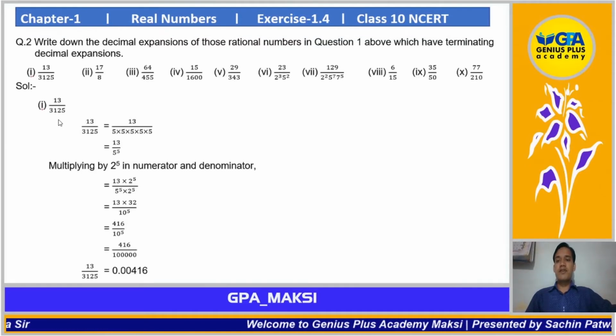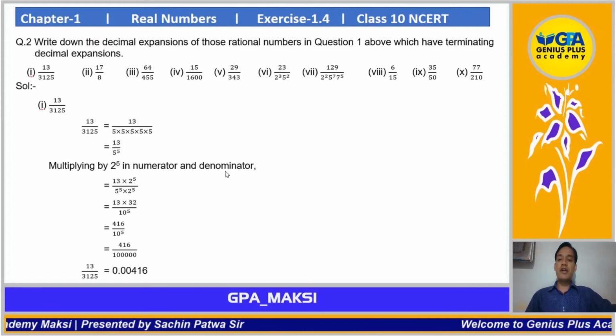सो अवर क्वेश्चन नंबर 1 इज 13 by 3125. So similarly, the prime factorization of 3125 is 5 into 5 into 5 into 5 into 5. So it's 5 raised to 5. And to change into the form 2 raised to n, 5 raised to m, we multiply by 2 raised to 5 in both numerator and denominator. So on multiplying by 2 raised to 5 in numerator and denominator, we get 13 into 2 raised to 5 by 5 raised to 5 into 2 raised to 5.